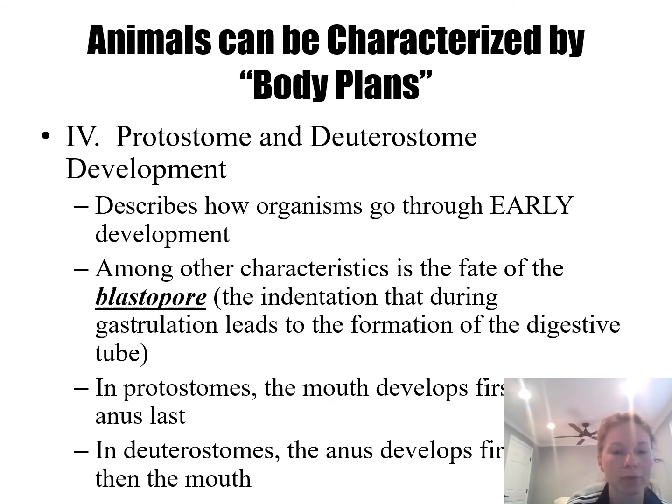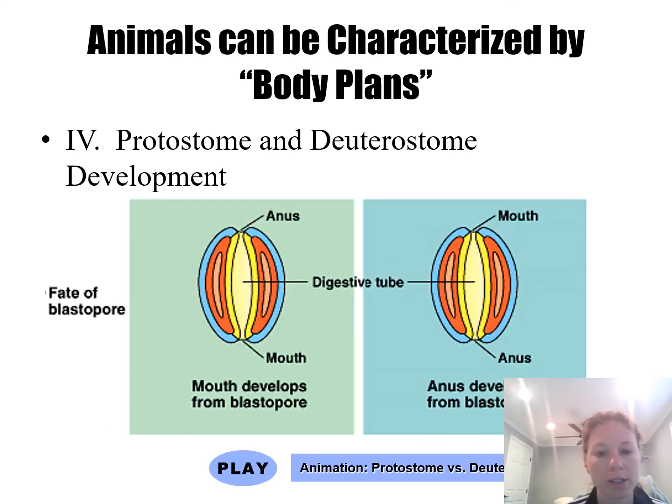And then the other part forms. So you can see here we have on the left in green, that's the protostome, and then on the right, it's still kind of green, isn't it? In the teal bluish color, that's the deuterostome. So with the protostome, you have the mouth developing first, the anus forms later, and in the deuterostome, the anus forms first, the mouth forms later.